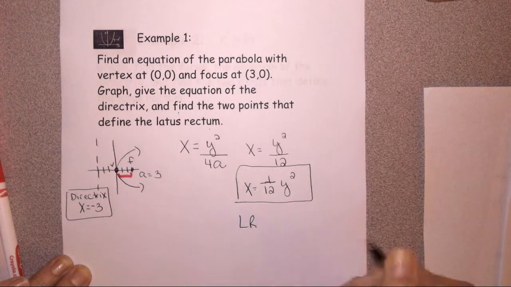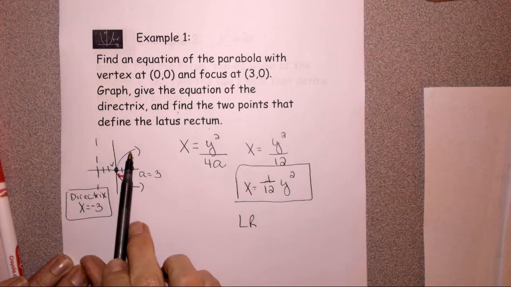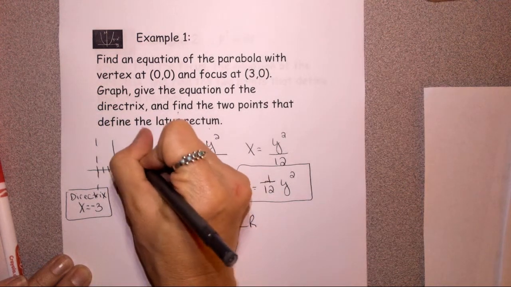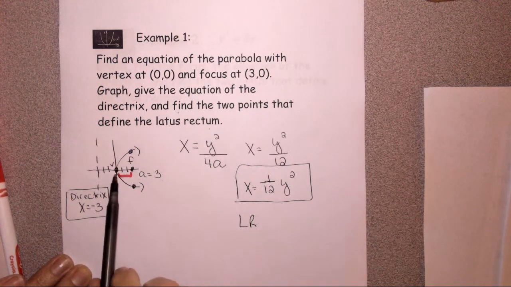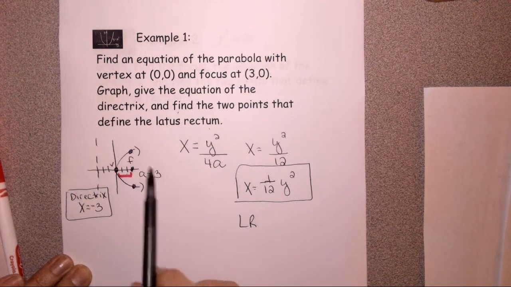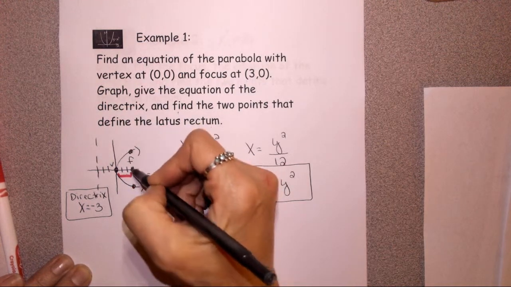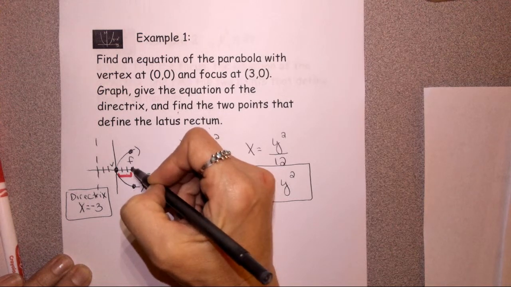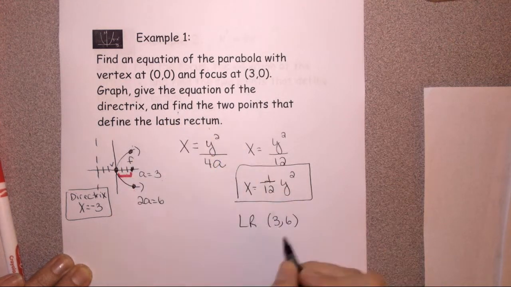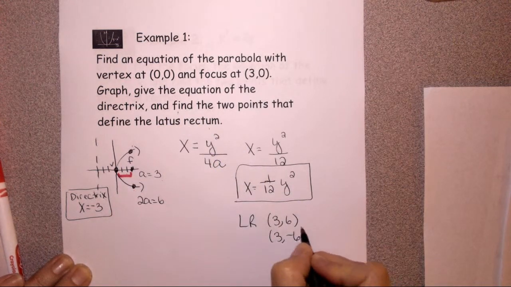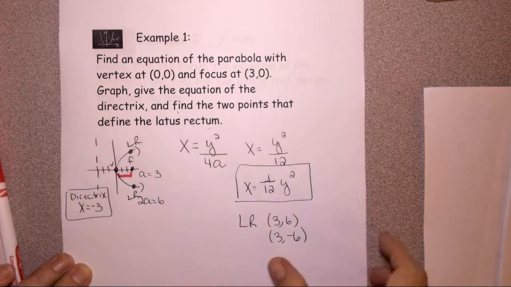And they want me to find the 2 points that make up the LR. Okay, so to find the LR, you go to your focus, and I'm going to go a distance of twice a so that I lie on the parabola, which means I'd have to go 2a this way and 2a this way. Okay, so if I'm at the point 3, 0, and I went up twice a, so 2a would be 6. So if I went up 6 from here and down 6 from here, I would be at the point 3, 6. If I went down, I'm going to be at the point 3, -6. So that's an LR, and that's an LR. Okay, well, that's just one example, so let's go do another one.